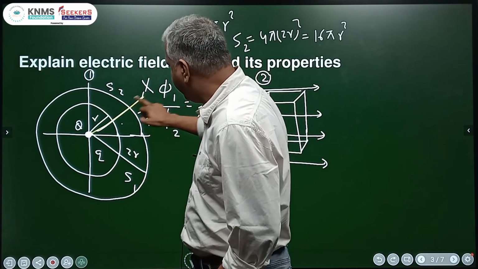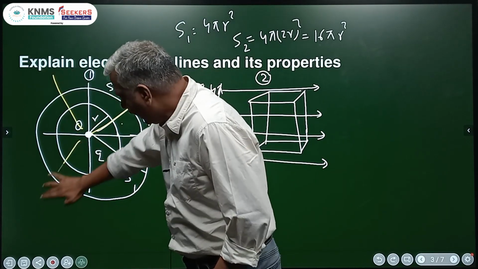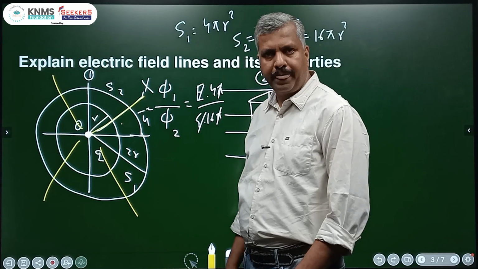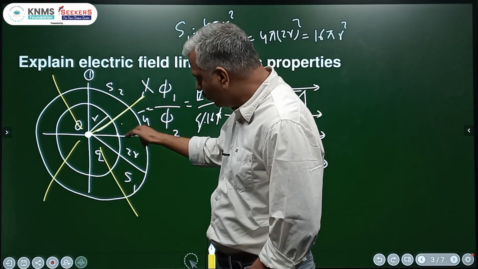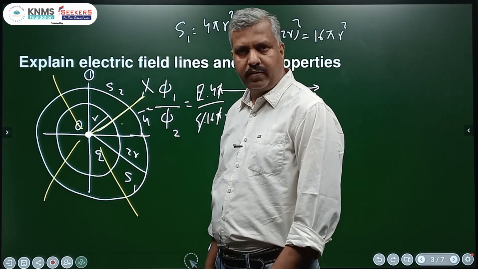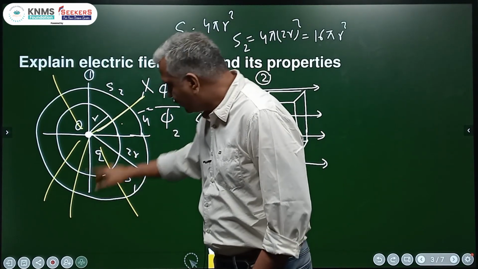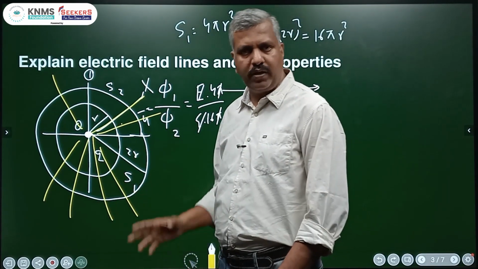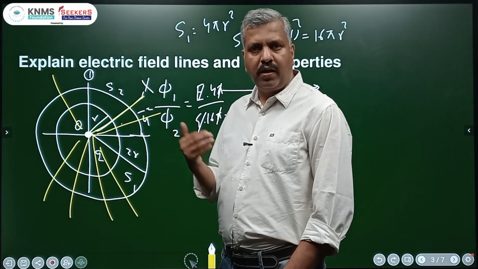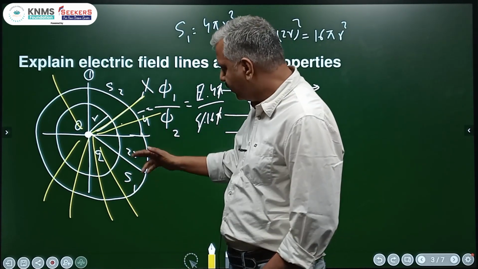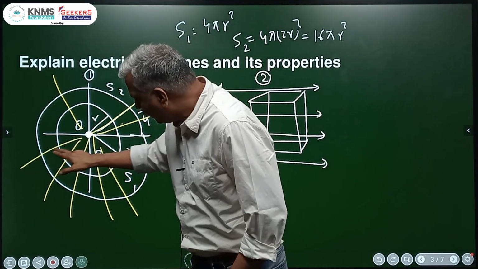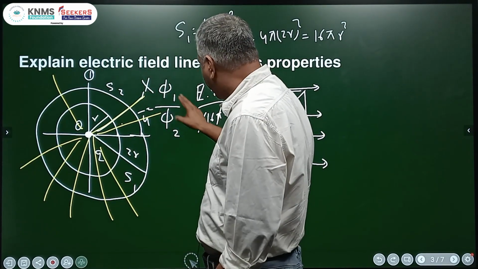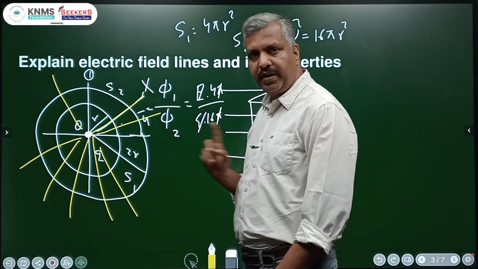So if we have the field lines here, any field line which is cutting through 1 is also cutting through 2, and any field line which cuts through 2 has to cut 1. Field lines are continuous lines, they don't terminate here and there; they only terminate at negative charge and originate at positive charge. So whatever field line is cutting surface 1 will also be cutting surface 2. So the ratio of the electric flux will be 1:1.